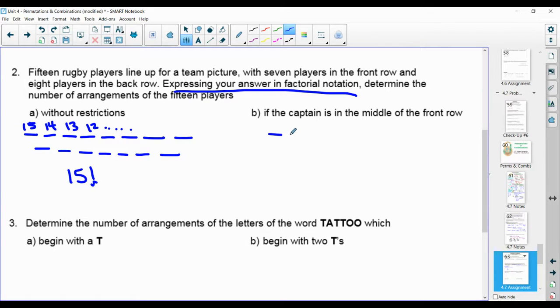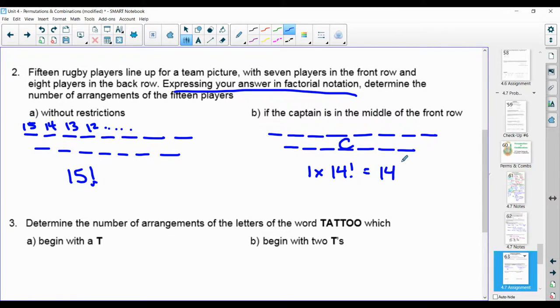Now, what if the captain has to be in the middle of the front row? So there are 8 people in the back still, 7 players in the front, but the captain needs to be front and center. And so there's only one way for the captain to be front and center, so that's 1. And that leaves us with 14 remaining players for the other spots. So that's 1 times 14 factorial. So just leave it as 14 factorial.